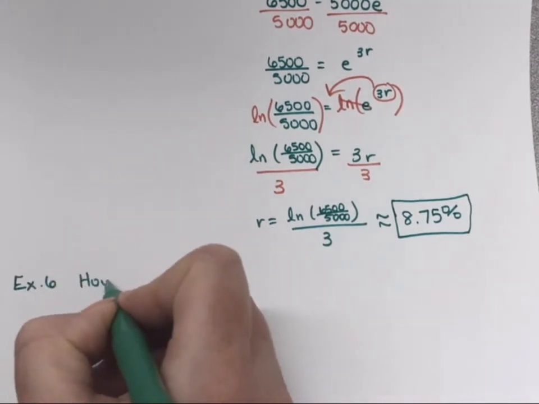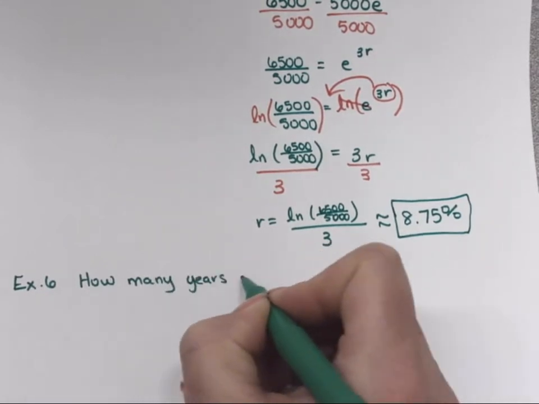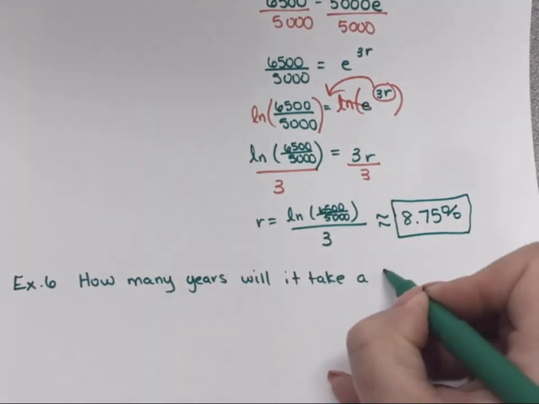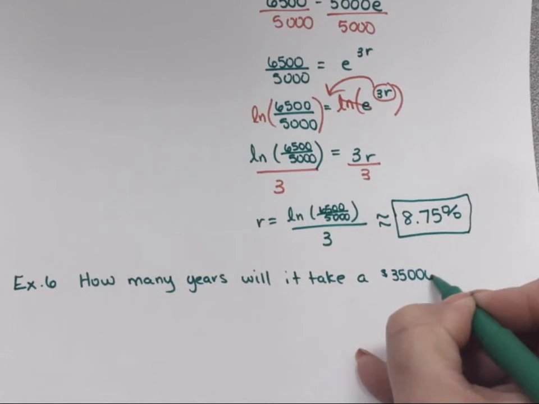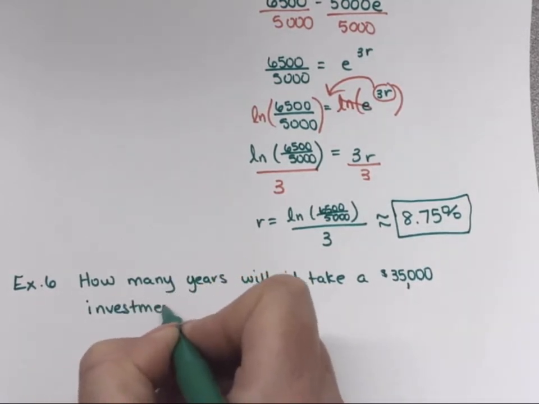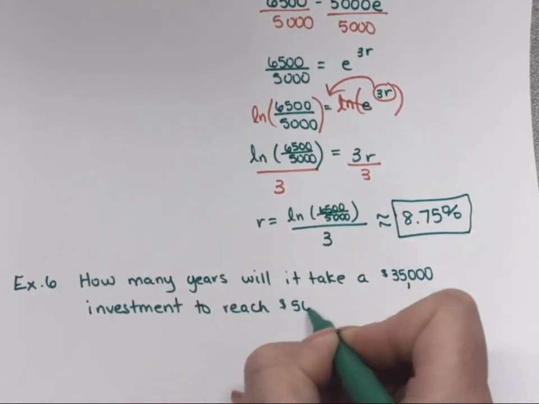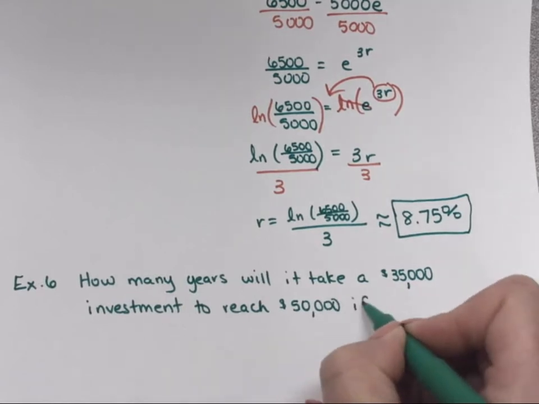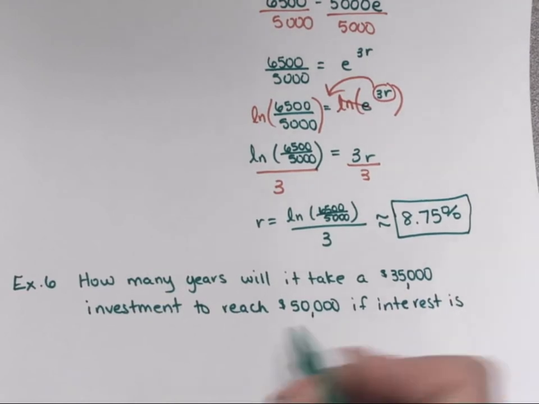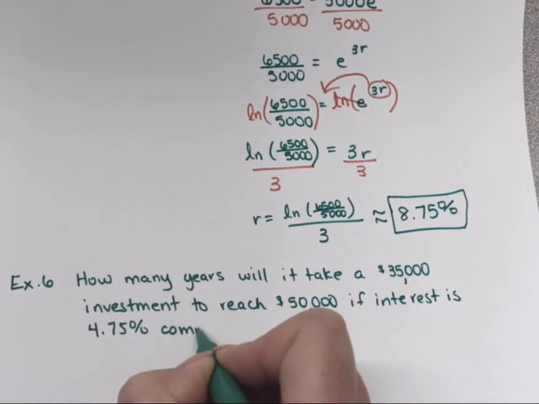All right, so let's look at another one. How many years will it take a $35,000 investment to reach 50,000 if interest is 4.75%, and let's say again compounded continuously?